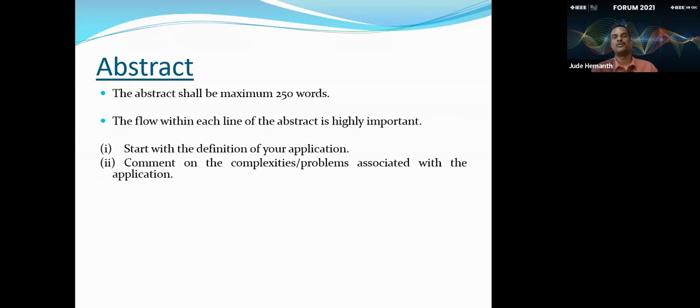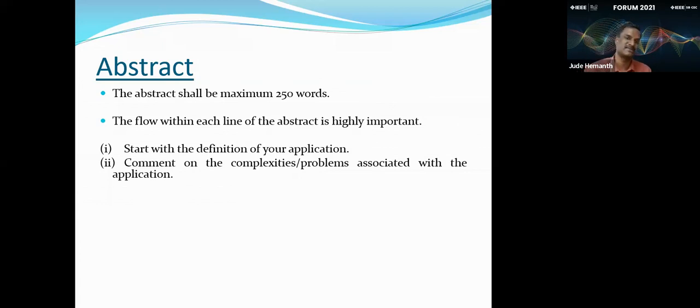You must know what is the problem of that specific methodology, or maybe in your application. Backpropagation neural network is computationally expensive. That is one problem. Then I'm trying to solve that problem. That is research. So that problem or complexity should be specified in your second line.